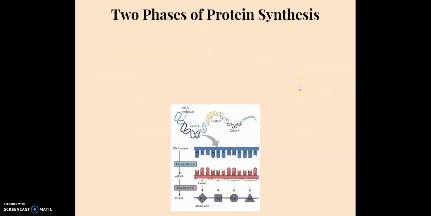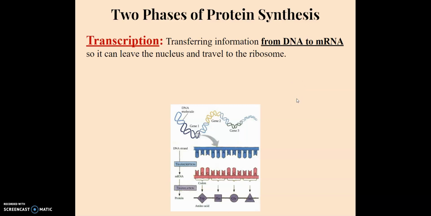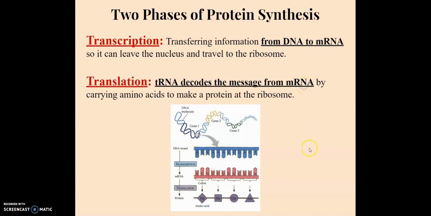So there are two phases to protein synthesis. We're going to focus just on one of the phases today called transcription. Transcription is transferring information from DNA to mRNA so that it can leave the nucleus and travel to the ribosome. So once again, that DNA is not able to leave the nucleus because it's too big, and so that first step is going to be transferring that code into an mRNA molecule so it can leave the nucleus and travel to the ribosome. Then the second step is called translation.